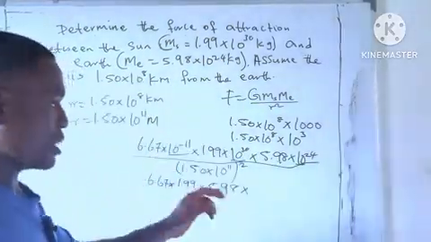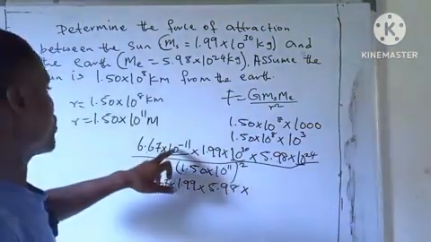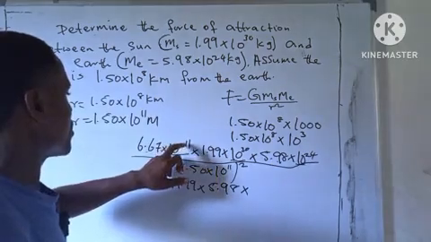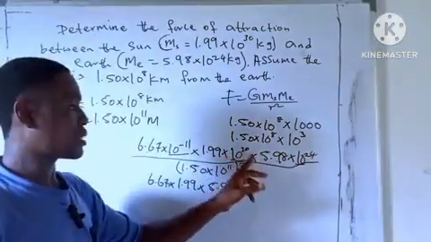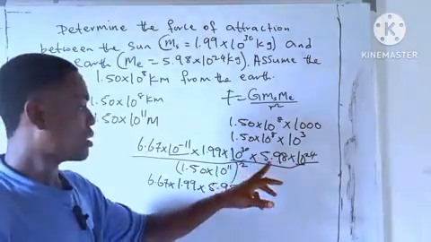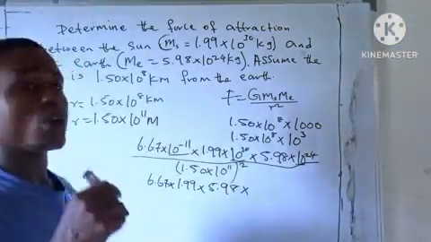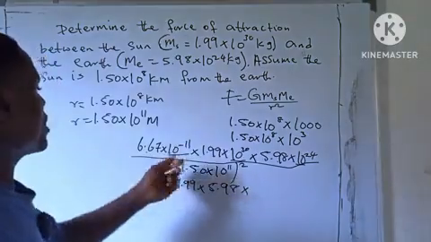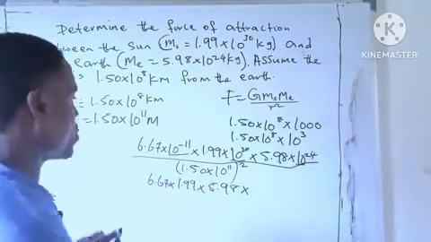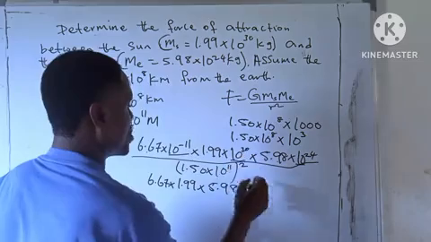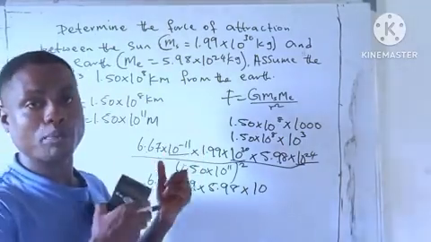I think I've explained the indices, right? So here we have 10 raised to minus 11, also times 10 raised to 30, also 10 raised to power 24. I said in the laws of indices, if the base numbers are the same, you will take only one. Since we have 10, 10, 10, you take only one 10. Are you getting it now? Then you add up the powers.